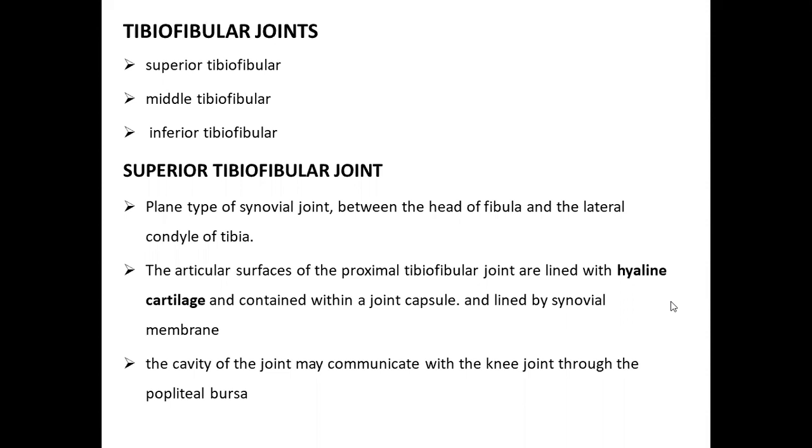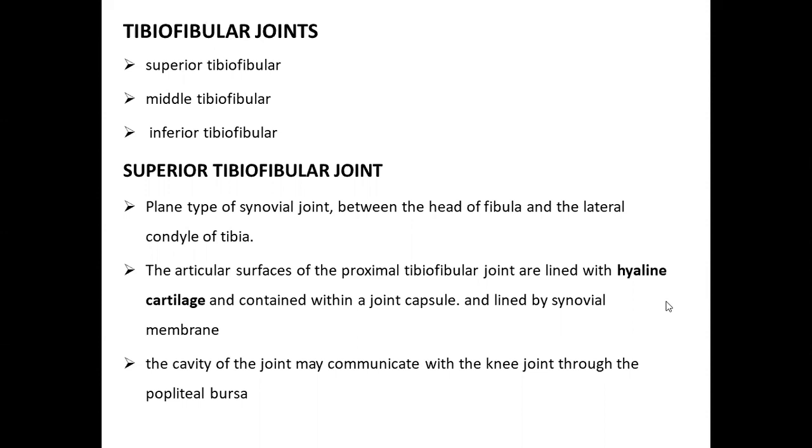These are the joints that are present between the tibia and the fibula. We have three types of joints: a superior tibiofibular joint, middle tibiofibular joint, and inferior tibiofibular joint. जैसे आप लोगों ने अपर लिम्ब में देखा था, रेडियो अल्नर सुपीरियर, मिडिल एंड द इंफीरियर रेडियो अल्नर joint.